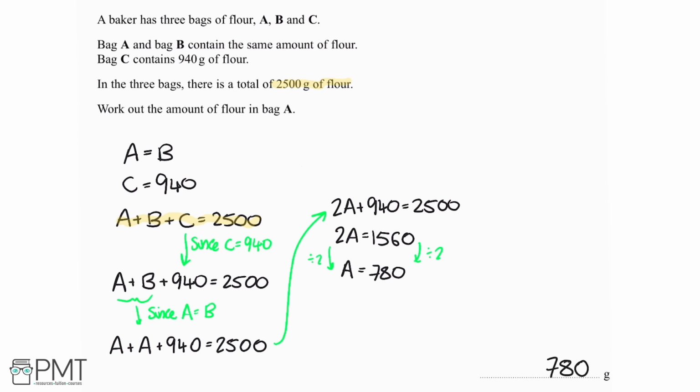So we got our first mark here for this first bit of our manipulation of the equation, so subtracting 940 from both sides. We got our second mark for dividing by 2 to get A by itself. And the third and final mark if we get the correct answer of 780.